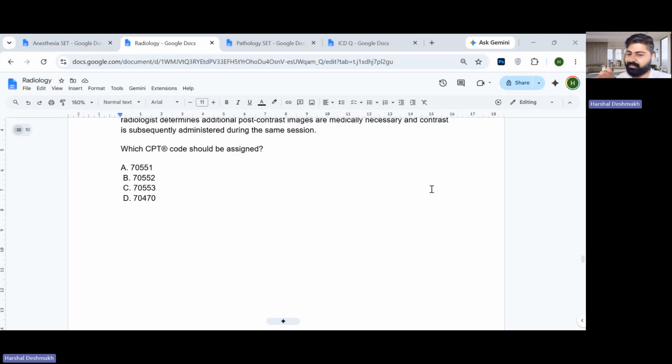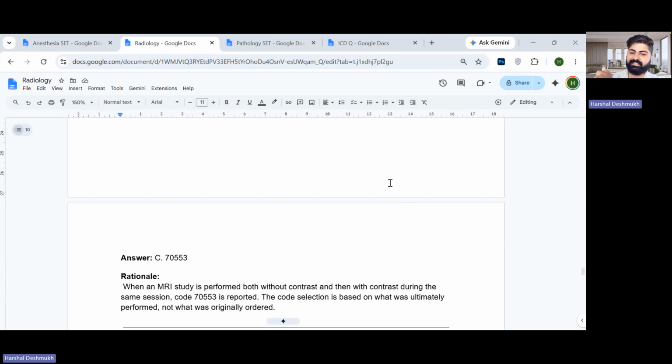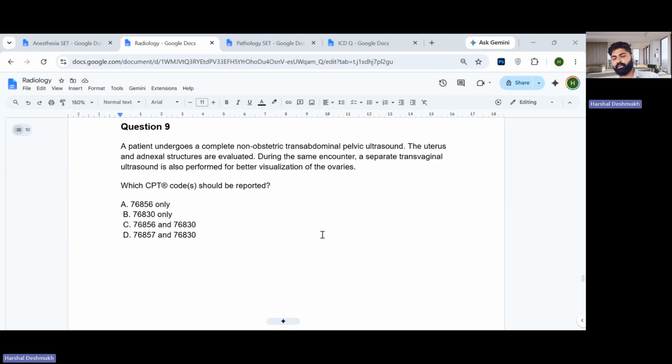So the answer to this question is option C, 70553, as when an MRI study is performed both without contrast and then with contrast during the same session, this code is reported. Moving on to the second last question of this video.